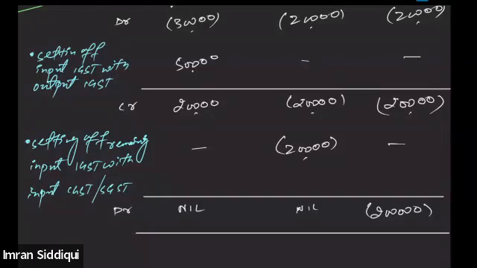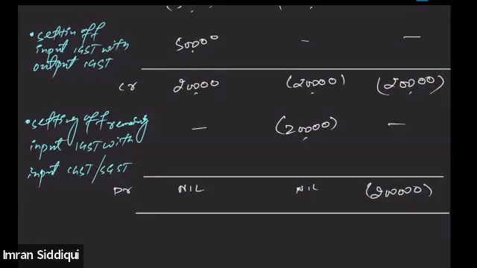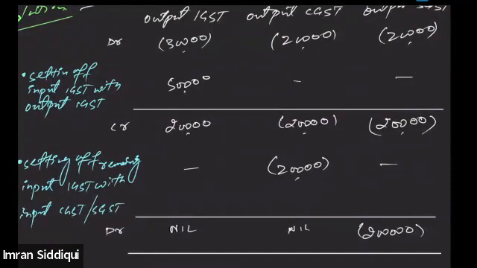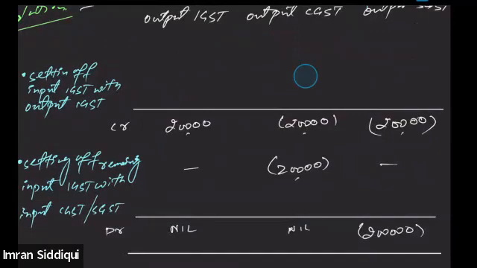Yes, sir. Okay. Now, after this, we need to pass the journal entry as well, but we'll talk about the journal entry later. First of all, try to understand how we actually set off the IGST. Okay, now talking about case 3, let me erase all these.